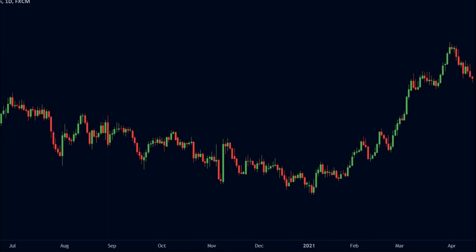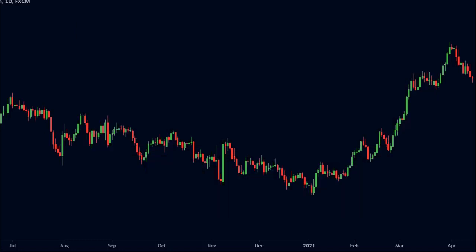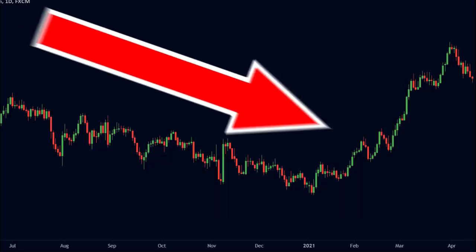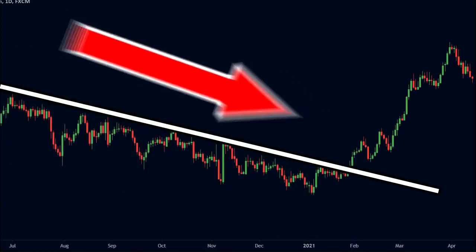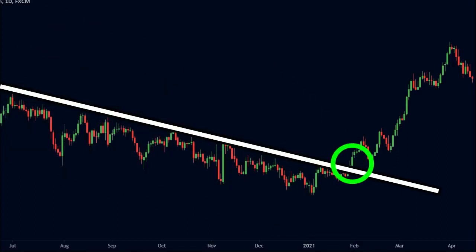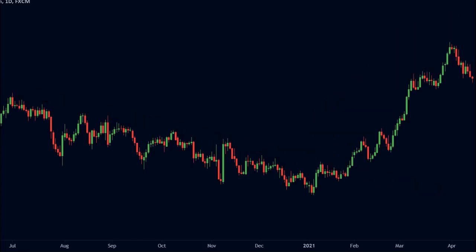This brings us to the second strategy, that is the trendline breakout strategy. When the price is trending in one direction, it will rarely break its trend line. But when the price does break the trend line, it can indicate a strong reversal. If we catch the breakout of the trend line, we can virtually ride the next trend.